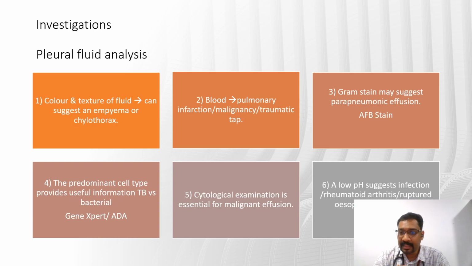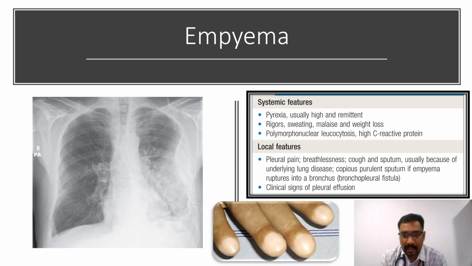The pH of the pleural fluid is also to be estimated, and if there is a low pH, it suggests that there is a complicated parapneumonic effusion, which suggests a significant infection or rheumatoid arthritis, and in rare scenarios even a ruptured esophagus.